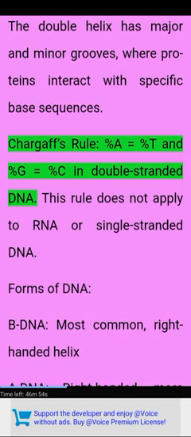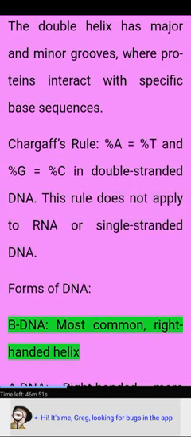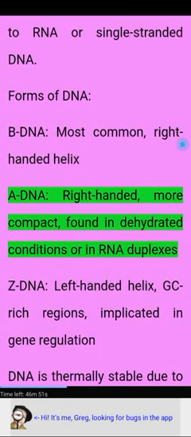Chargaff's rule, %A equals %T and %G equals %C in double-stranded DNA. This rule does not apply to RNA or single-stranded DNA. Forms of DNA. B-DNA, most common, right-handed helix. A-DNA, right-handed, more compact, found in dehydrated conditions or in RNA duplexes.